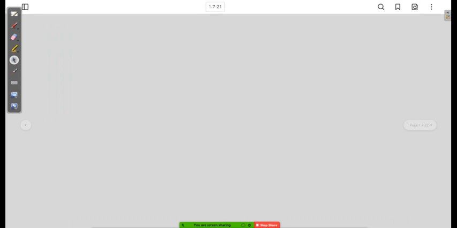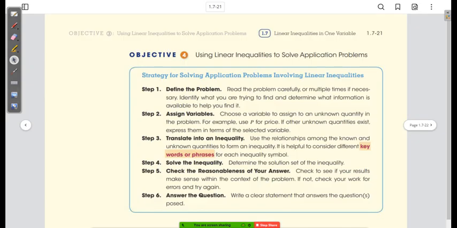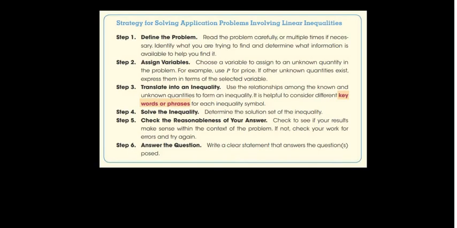Last up we got solving for applications. And that concludes today's lecture.